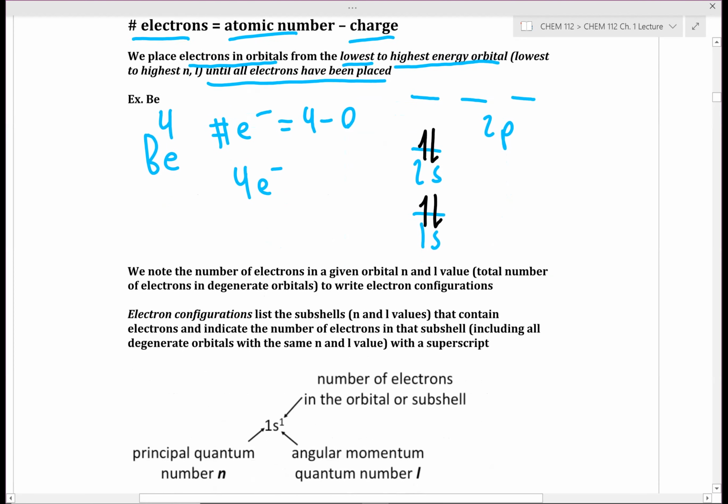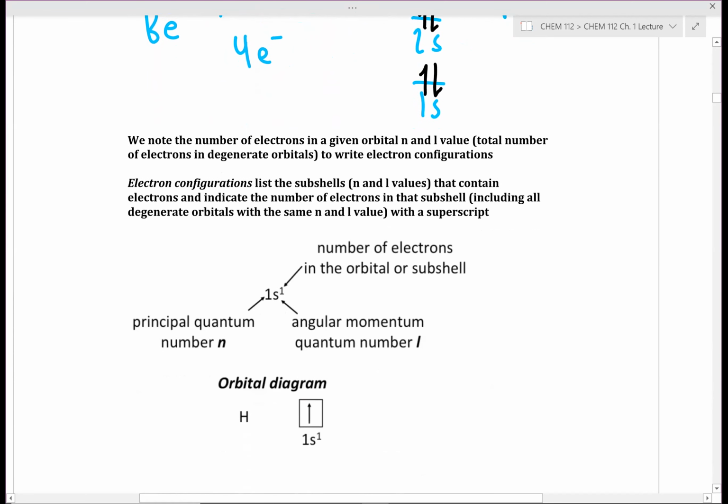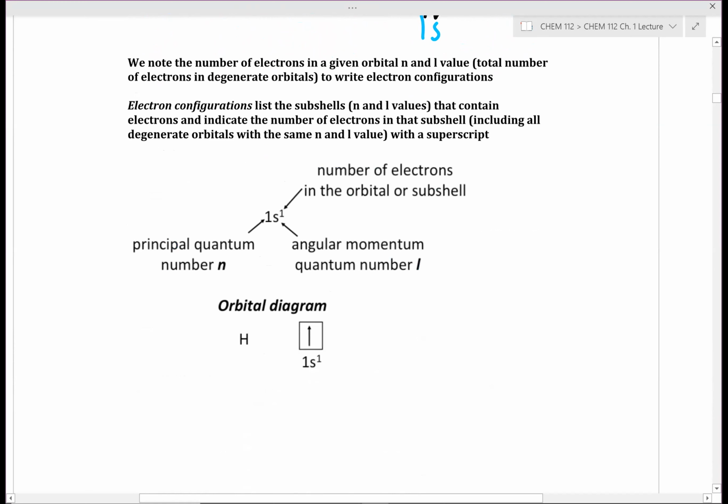Now, what we're going to do for electron configurations is take our orbital energy diagram, and the trick is you note the number of electrons in a given orbital n and L value, so the total number of electrons in degenerate orbitals. For an electron configuration, you list the subshells, so the n and L values that contain electrons, and you indicate the number of electrons in that subshell with a superscript. This is a bit of a wordy explanation. It's easier seen in practice.